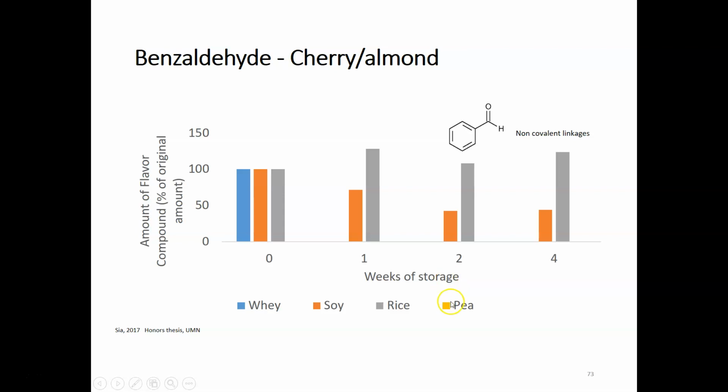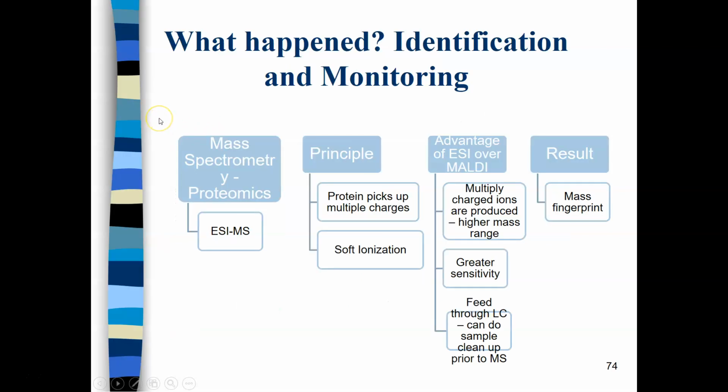This is benzaldehyde. Pea protein wasn't included in this experiment, but it's the same kind of thing. Here was time 0, and 1 week, 2 weeks, 4 weeks. In this case, the rice wasn't very reactive. But what happened with our whey and what happened with our soy? The flavor got bound fairly quickly over time.